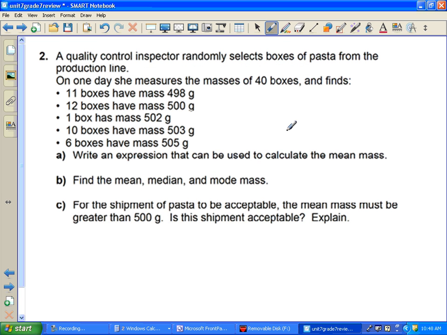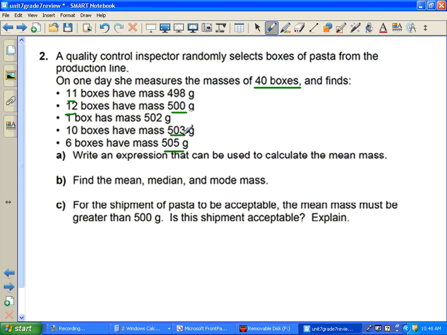Okay, looking at another one. We've got a quality control inspector who randomly selects boxes of pasta from the production line. So he takes a box just to check them out. One day, she measures the masses of 40 boxes. So we've got 40 boxes and finds 11 of them have a mass of 498, 12 have a mass of 500, 1 has a mass of 502, 10 have a mass of 503, and 6 have a mass of 505.